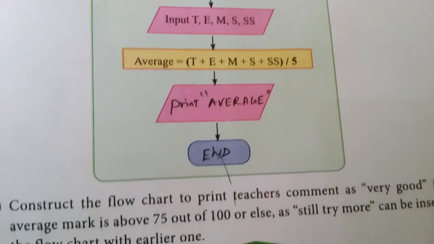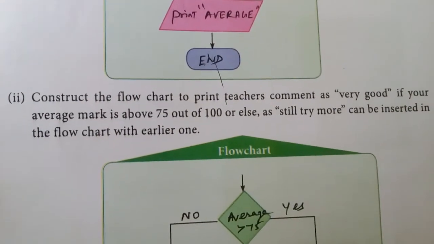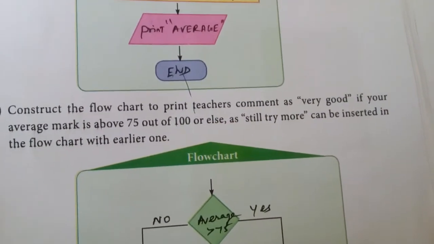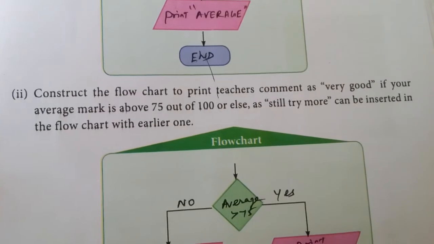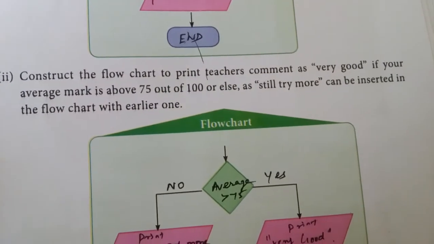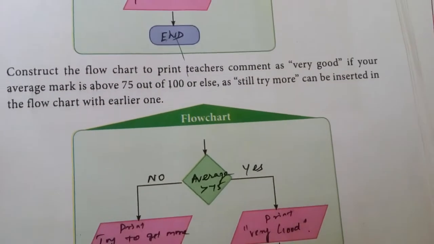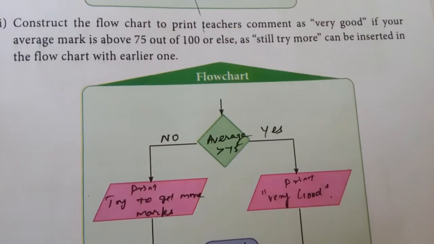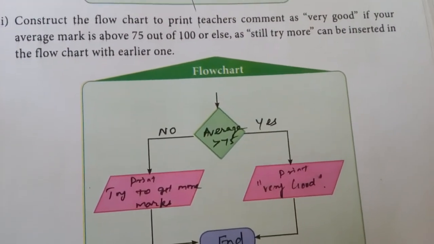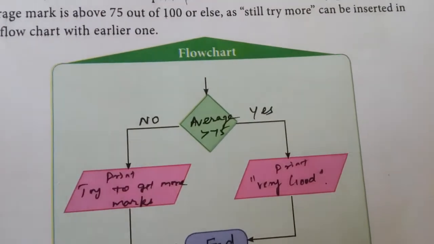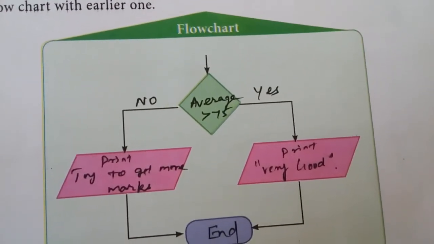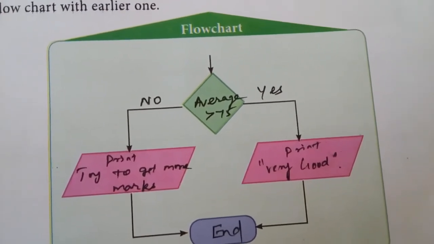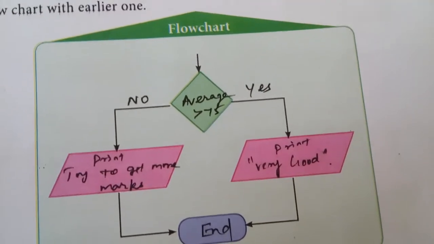Now the next question is the second part. Construct the flowchart to print the teacher's comment as very good if your average mark is above 75 out of 100, or else a 'try to get more marks' can be inserted in the flowchart with the earlier one. Here the teacher gives the comment: if you score more than 75 percent, the comment is very good. If you are less than 75, the comment is try to get more marks. It's a simple statement.